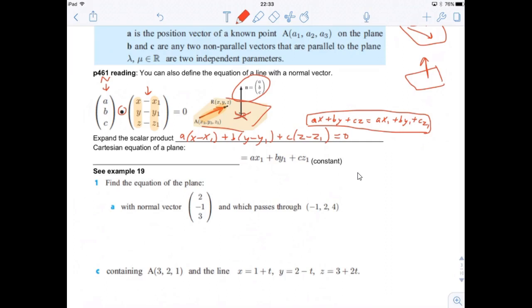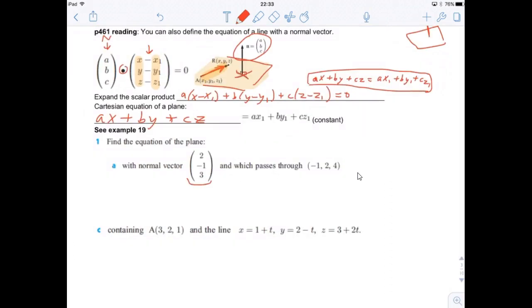That's pretty cool. Find the equation of the plane with normal vector (2, negative 1, 3), which passes through (negative 1, 2, 4). This is really easy to do because if we have one point on the plane, we can say that's x1, y1, z1. If we have a normal vector (2, negative 1, 3), we can define that to be a, b, c, and we've already defined our equation.